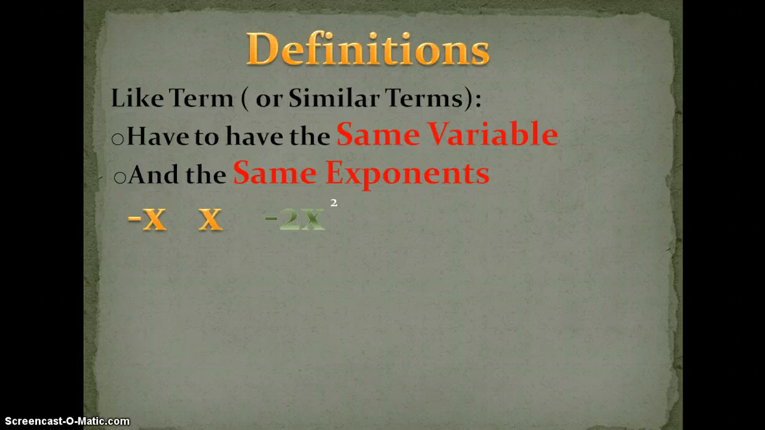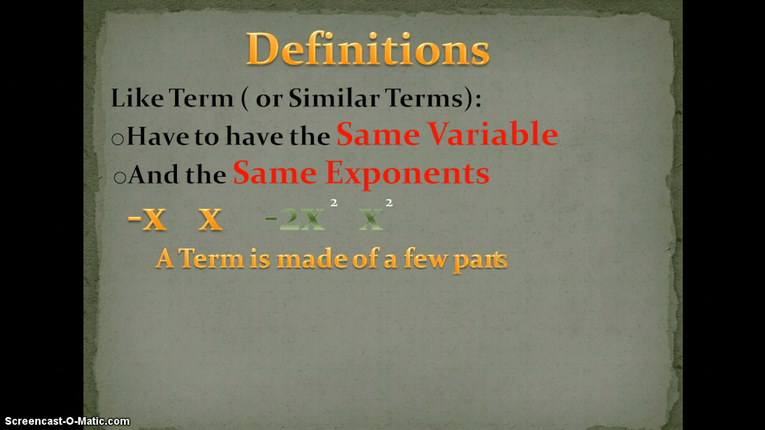But once it's raised to the second power, or squared, it's no longer a like term with negative x and x. The exponents are not the same, even though the variables are. So we'd have to go with an x squared. So the two green terms would be like terms, and the two yellow terms would be like terms. Same variable, same exponent to be like terms.